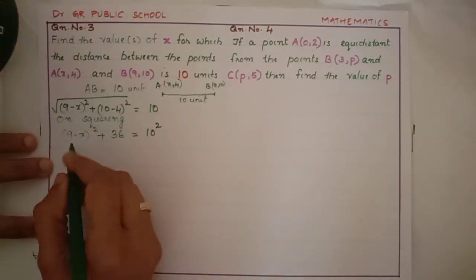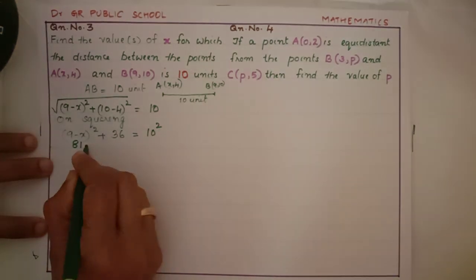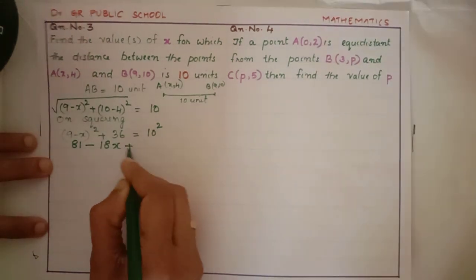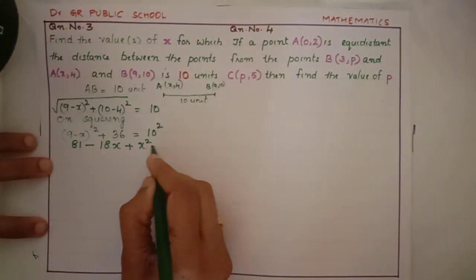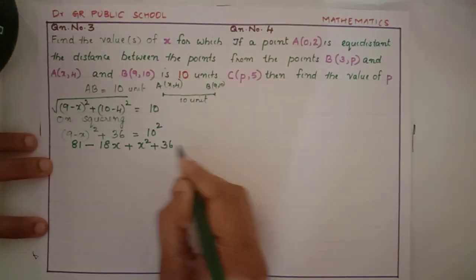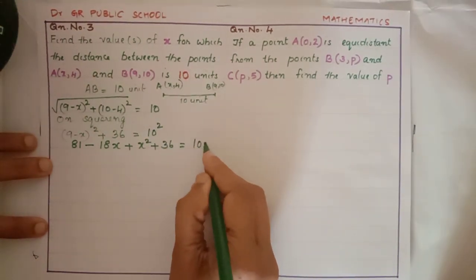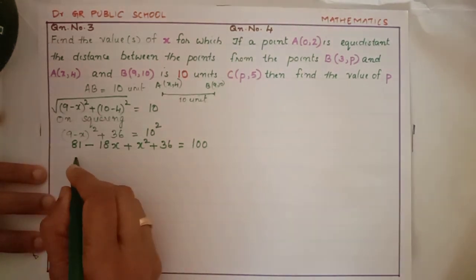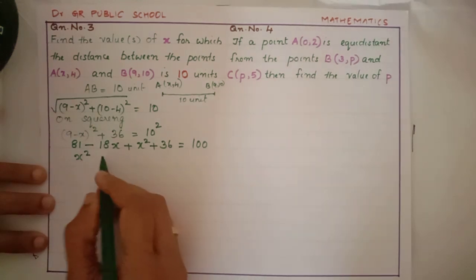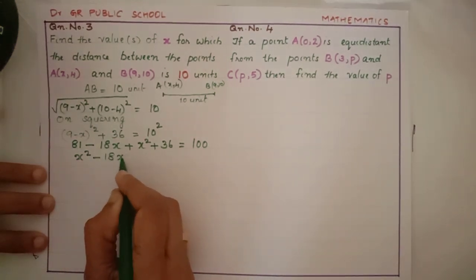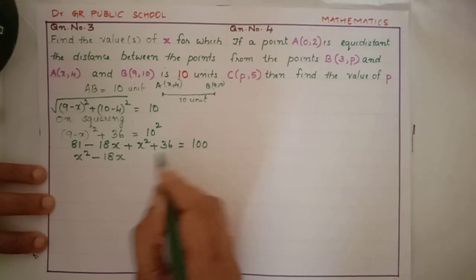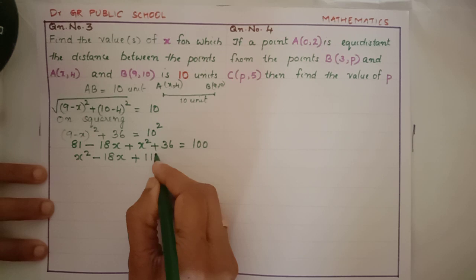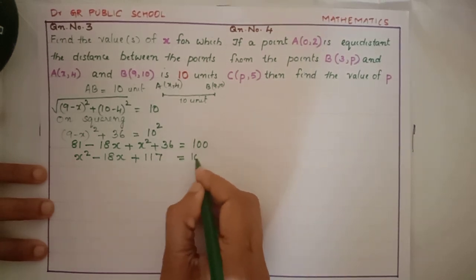(a minus b) the whole square: 9 square is 81, minus 2ab, 18x, plus x square, plus we have 36 here, equal to 10 square, which is 100. Okay. Now I am rearranging the terms. First we have x square minus 18x. Then 81 plus 36. What is 81 plus 36? Plus 117 equal to 100.